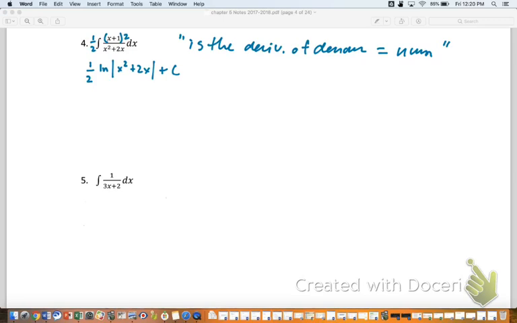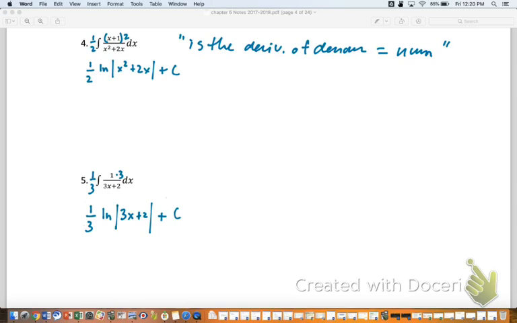3. Times 3. So I'm going to go times 3 and times 1/3. But this time I've recognized that it's just going to be a fraction, and so it's going to be a natural log here. So it'd be 1/3 natural log of absolute value of 3x plus 2 plus c. Questions?